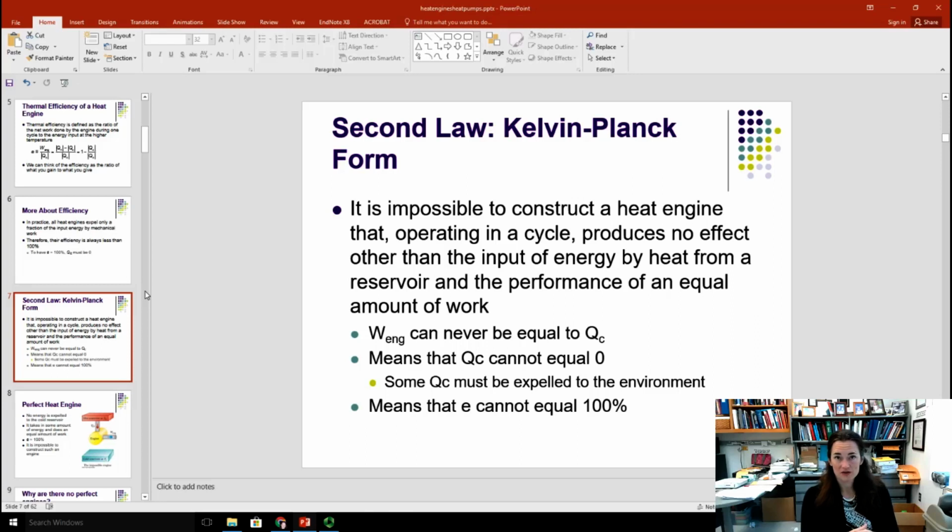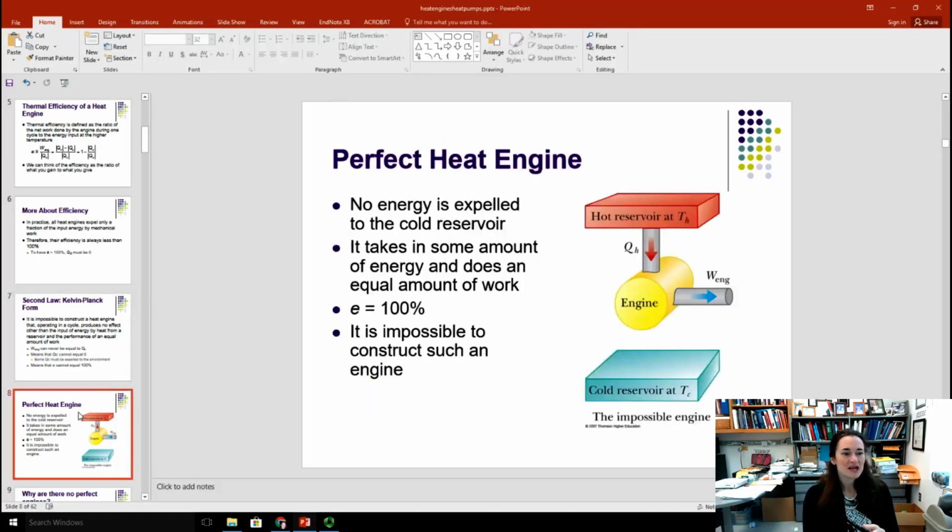And so there's no perfect engines. So another way of stating the second law of thermodynamics is there's no perfect engines. All right? Here would be a schematic of a perfect heat engine with Q sub C equal to 0. And that's impossible. It's not going to happen. So that's another way of stating the second law.